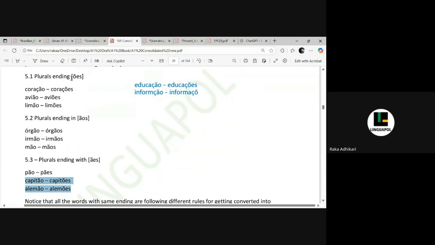So generally speaking, the most common one is "ões." Most commonly, words that end in "ão" actually end in "ões" in the plural. That is the most common one. Then less common is "ãos," and very least common is "ães." There are very few words that end in "ães" in the plural.